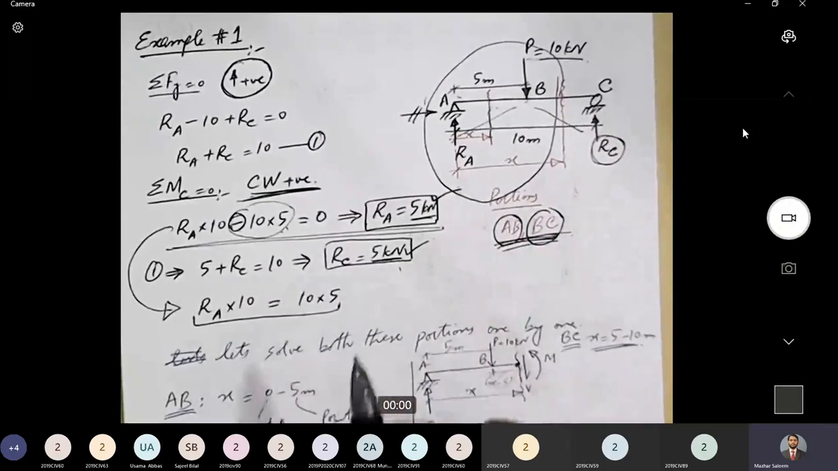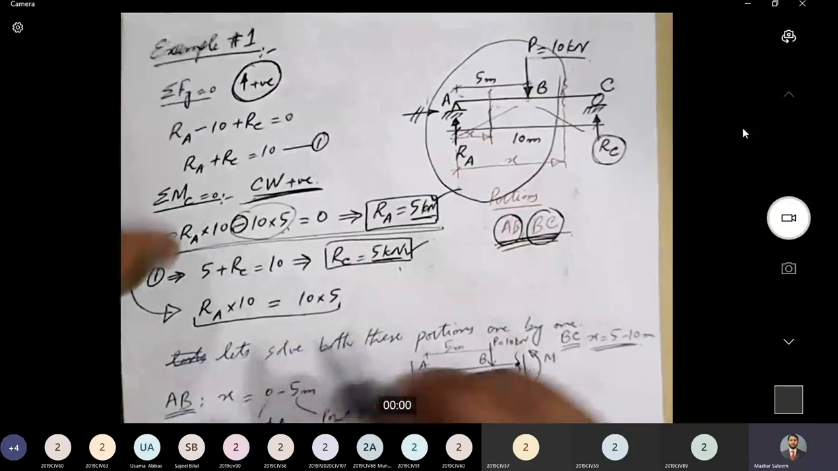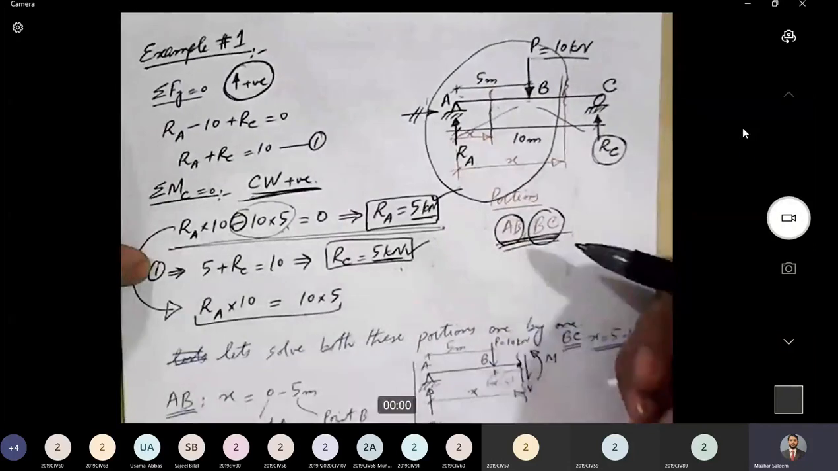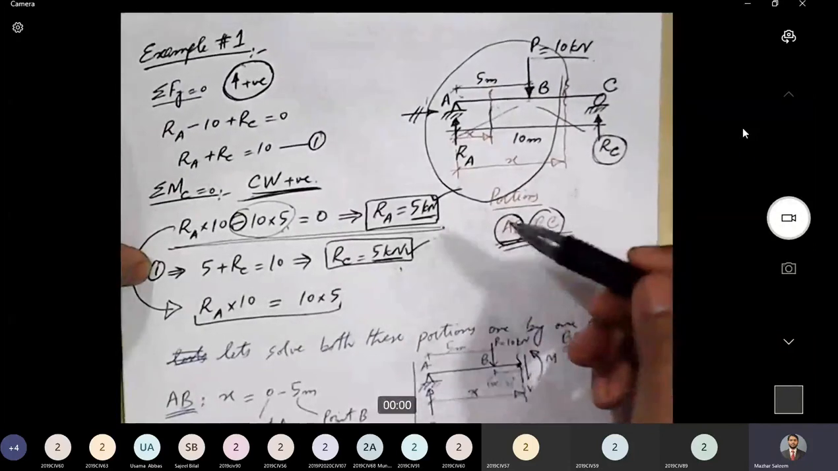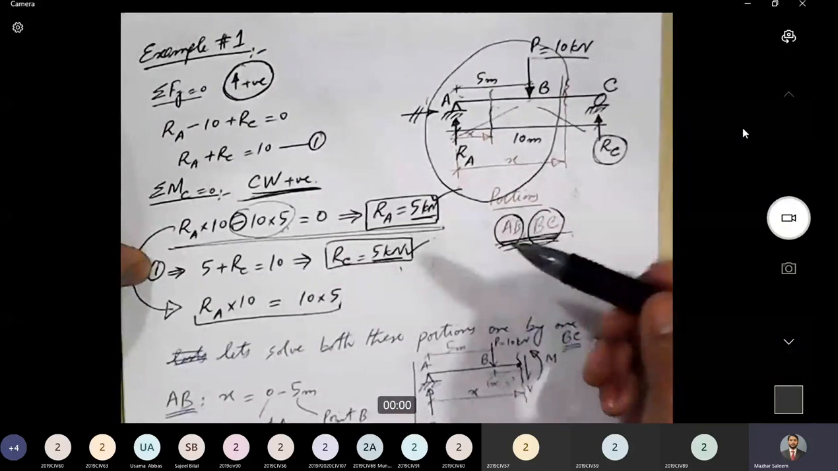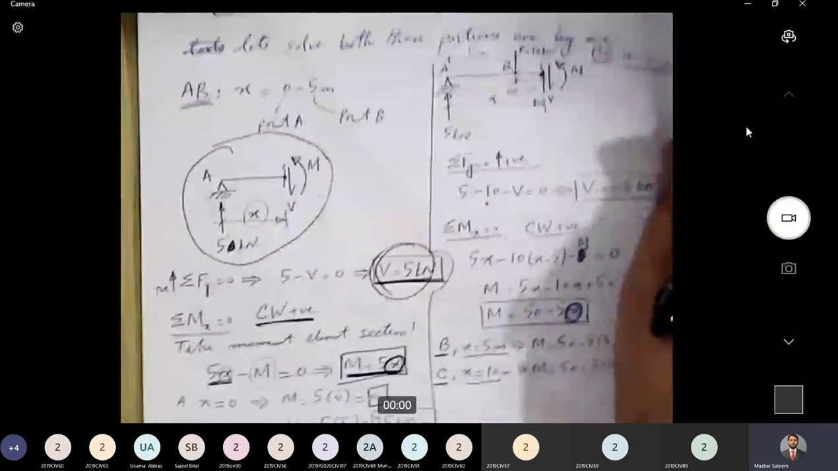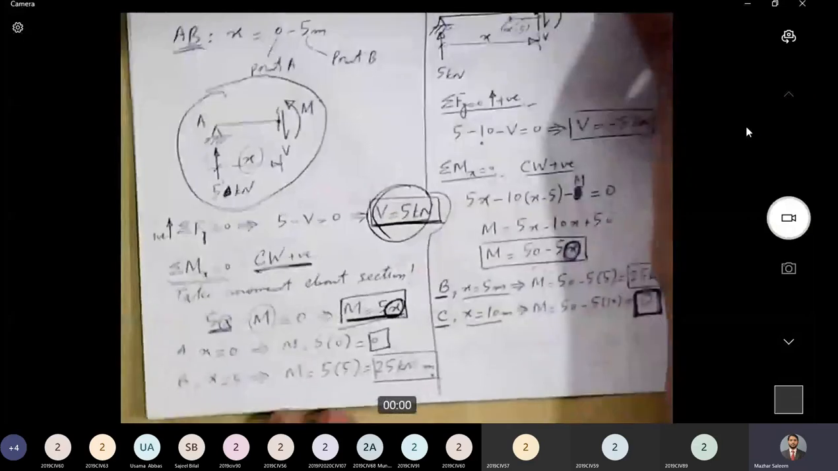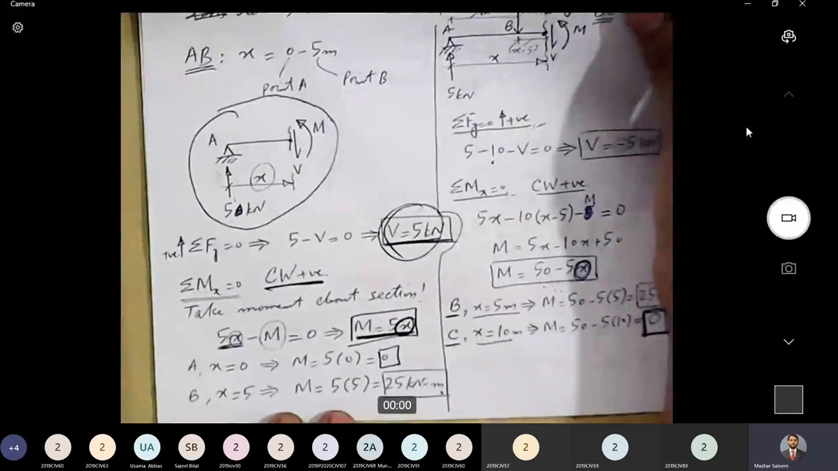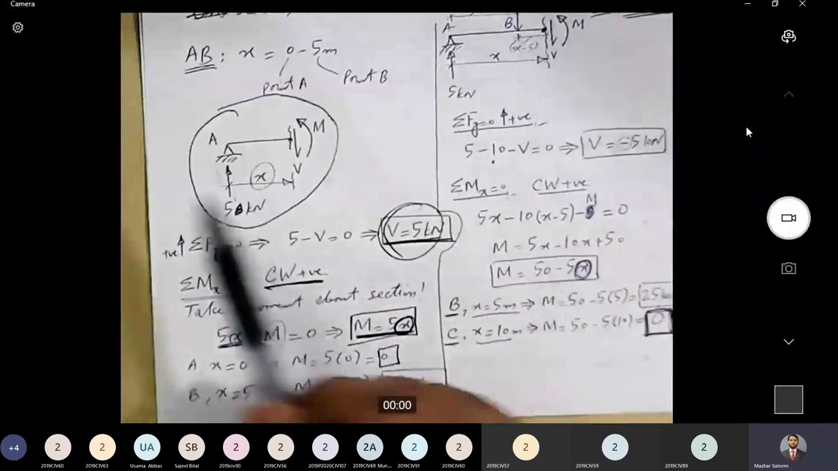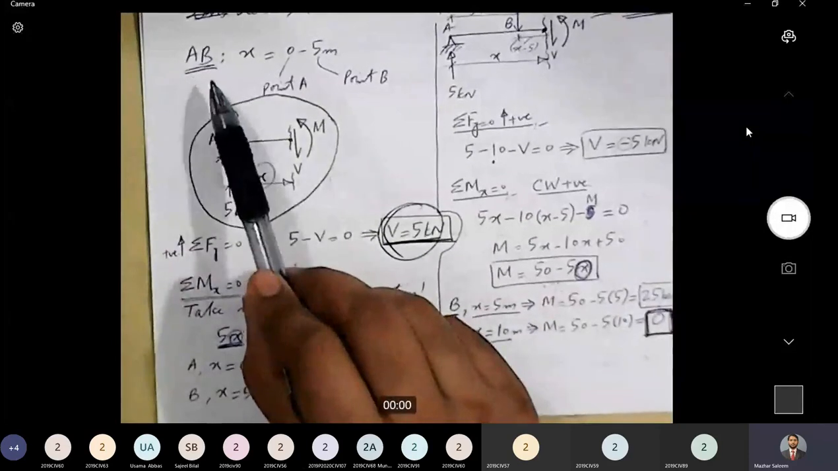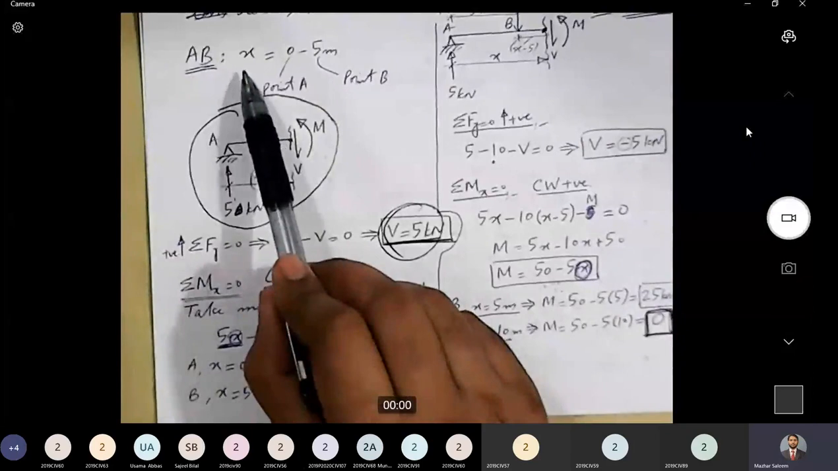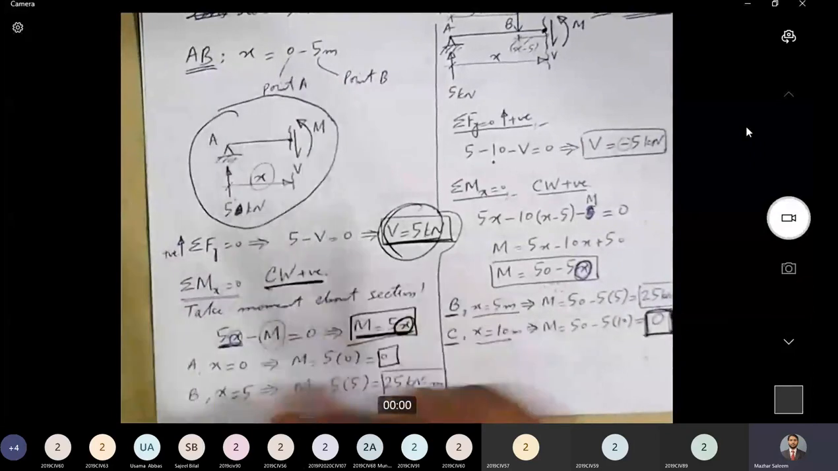Now, once the portions are defined, next step is to consider these portions one by one and draw their free body diagram and write down the equations for shear force and bending moment. So let's see how to do that. All right, here we are. So first portion is portion AB, and the range of X for portion AB is from 0 to 5 meters.